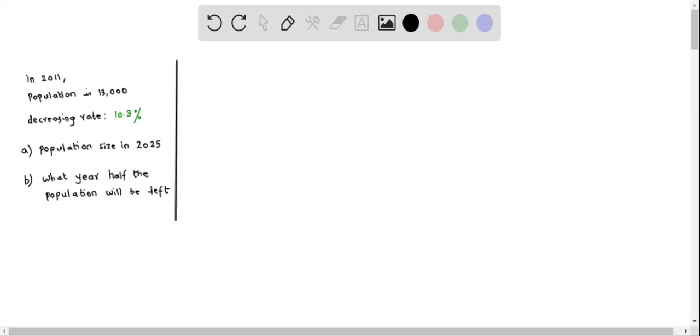Here we use the population decay model given by this equation, that is P of t equals P naught e raised to the power of negative r t. P naught is the initial population and r is the decay rate and t is the time in years. And P of t gives the population after t years.